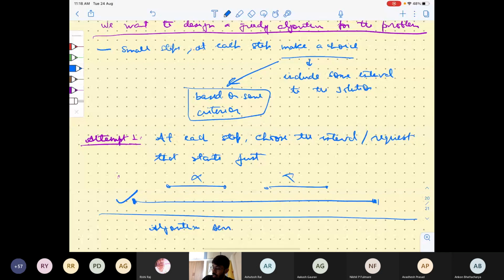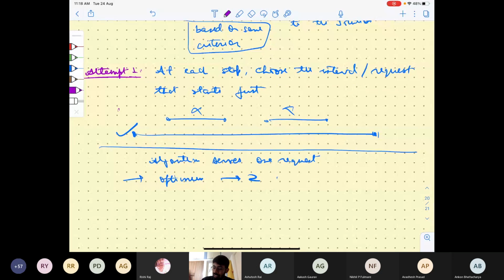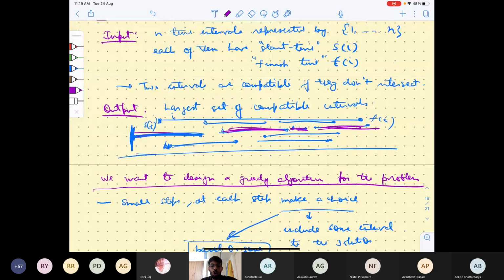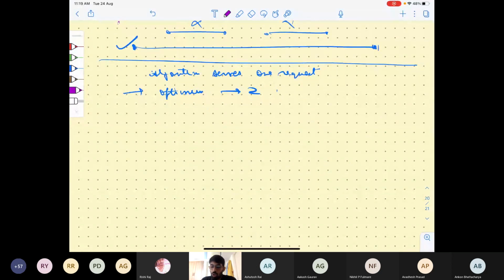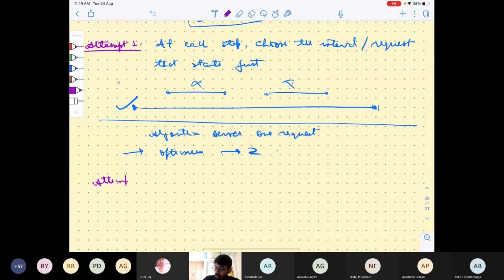or serves one request, while optimum is two. So the idea is that the starting interval can be very long, and that might kill the possibility of scheduling many other intervals or other requests. So initial requests can be very long. Okay, good. This problem is very common. You have many jobs on an operating system, and you want to schedule as many of them as possible, and so on. I'm not getting into applications too much, because you can figure that out.